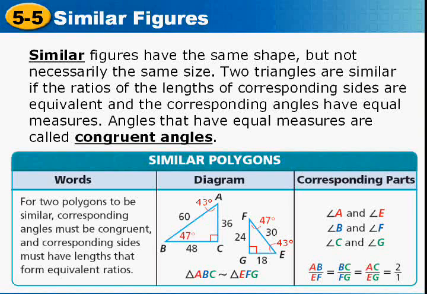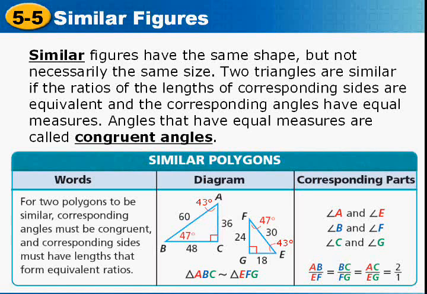Two triangles are similar if the ratios of the lengths of corresponding sides are equivalent, and the corresponding angles have equivalent measures. Angles that have equal measures are called congruent angles. So let's look at these similar polygons, triangles. For two polygons to be similar, corresponding angles must be congruent.